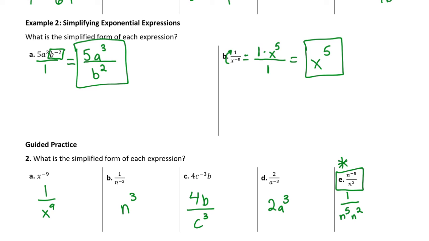B, n is being raised to a negative power, so the reciprocal would be just n to the 3rd because I technically move n to the top of that fraction. In C, 4 and b are not being raised to negative powers, so they stay on the top as a fraction. C is being raised to a negative power, so it is the reciprocal, it gets moved to the bottom of the fraction. In D, 2 is not being raised to a negative power, so it stays on the top.